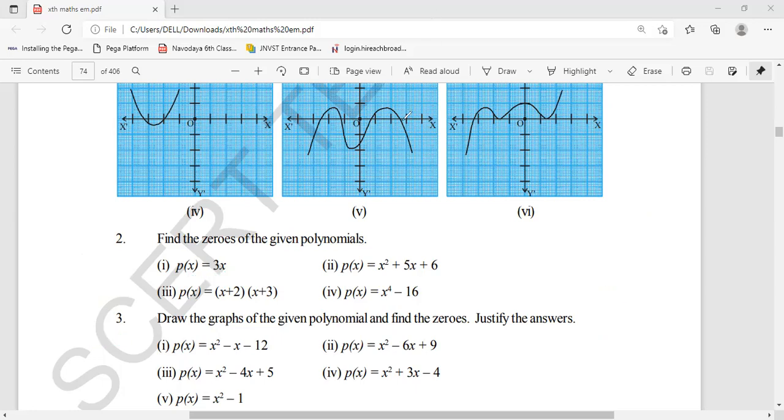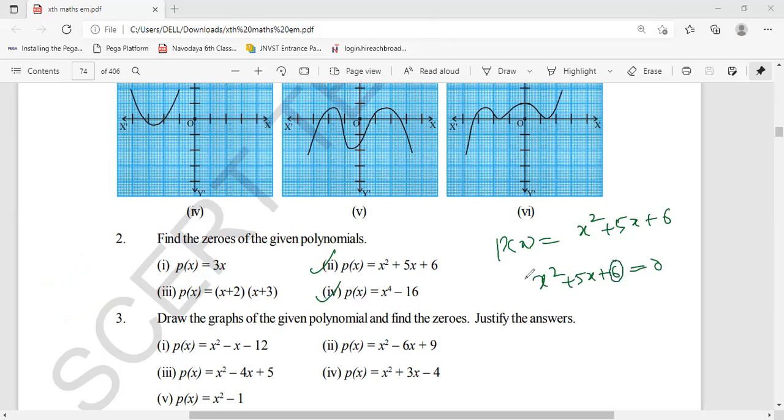Next, most probably you will get problems like this. P of x is equal to x square plus 5x plus 6. So this is a quadratic polynomial. That means we will have two zeros, maximum two zeros. To find the zeros, first we have to make this equal to 0. So here we have to use the factorization method.